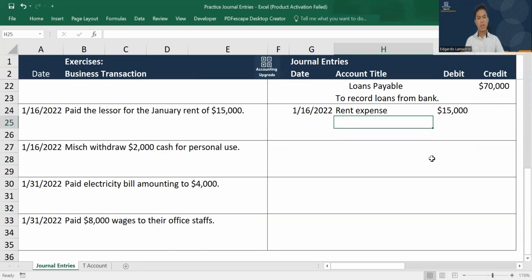So what is the corresponding credit? Since there is a payment, of course, we will credit cash. And of course, we will indicate a $15,000 credit. Working fine, guys? Alright, and now let's put again a short description for this transaction, which is the record payment of lease for January.